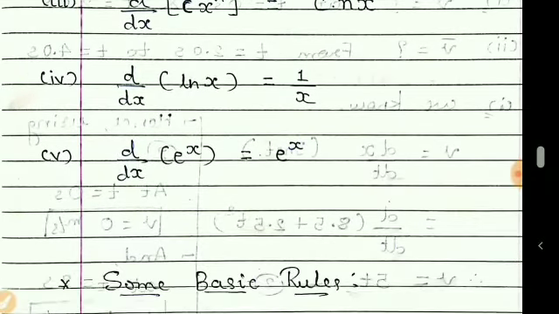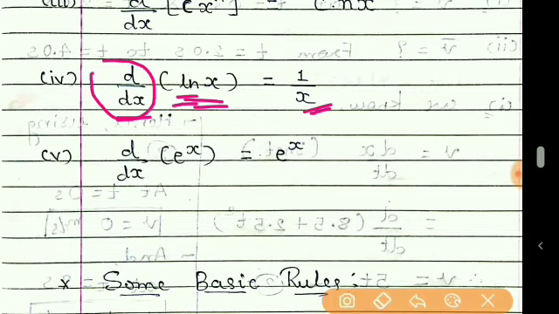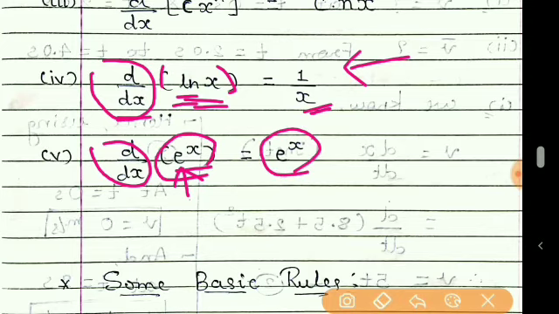Now if there is a logarithmic function, this ln means it is a logarithmic function. So differentiation of any logarithmic function will be of this type, that is d by dx of ln x is 1 by x. Students, remember this. Directly we have to write 1 by x. Similarly, the exponential function is very easy. d by dx of e raised to x will be the same, e raised to x only.